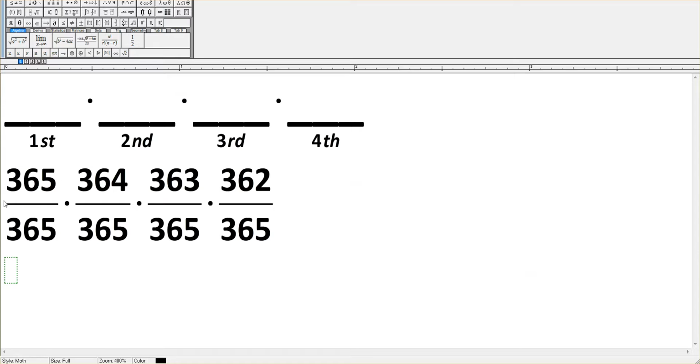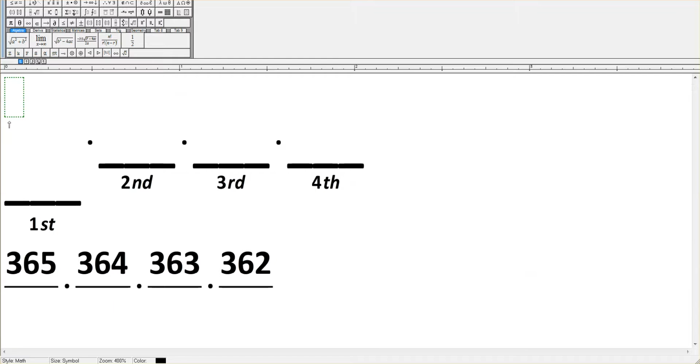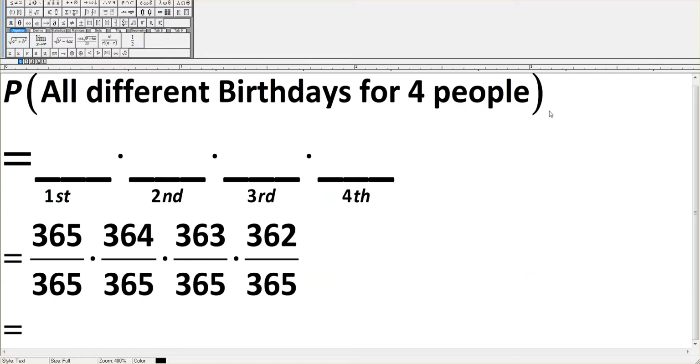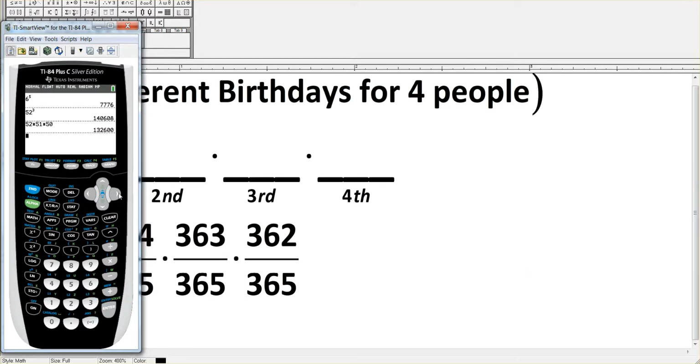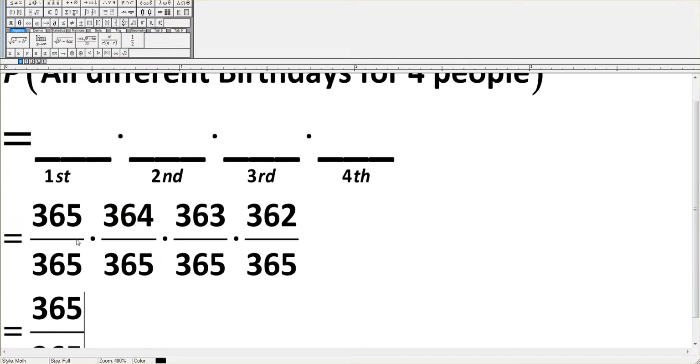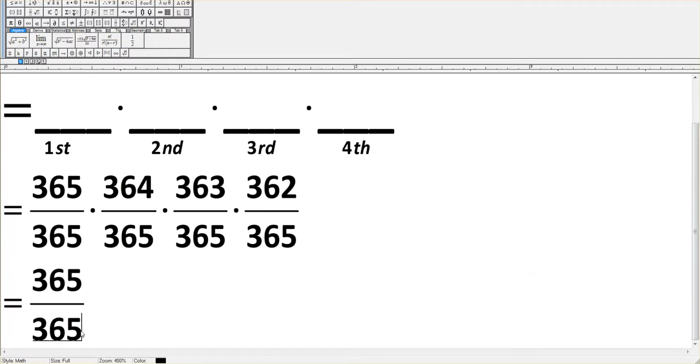Oh, and I better label this at the beginning. So this is the probability, give me 1 second. There we go, I should have done that at the beginning. So we have the probability of all 4 different birthdays for 4 people, and then we have that all figured out down here. So then I'm going to grab a calculator. Now there's 2 ways you can do this. You can just multiply this out on your calculator if you want to be boring about it. It's fine. But you might notice the denominator is 365 4 times. So that's really 365 to the fourth in that denominator.